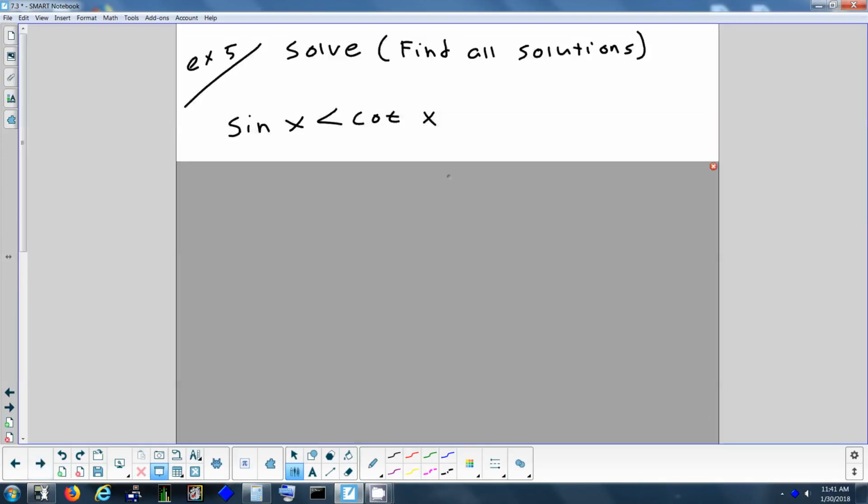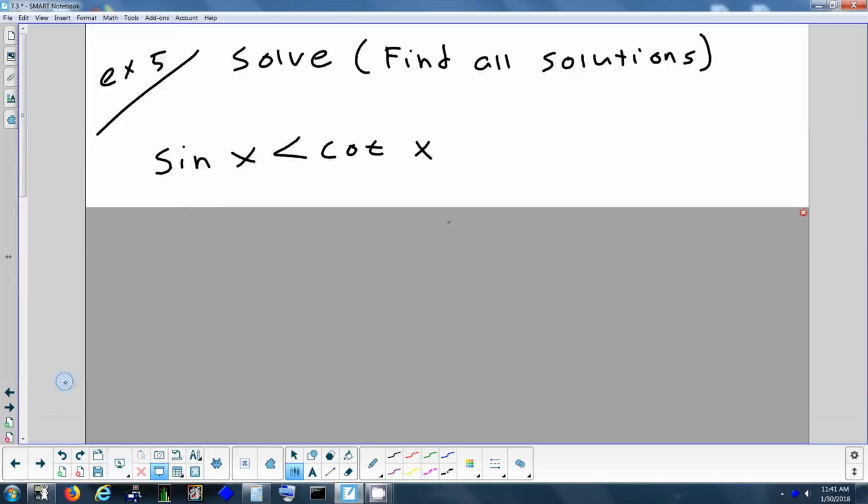All right, let's try this one. I want to know where the sine is less than cotangent. Is this set up to do an intersect or to calculate a 0? This is set up for an intersect because you have something on each side of the problem and it's not a 0. So we're going to look for where these things cross and then specifically where is sine below cotangent. Let's start with the period.